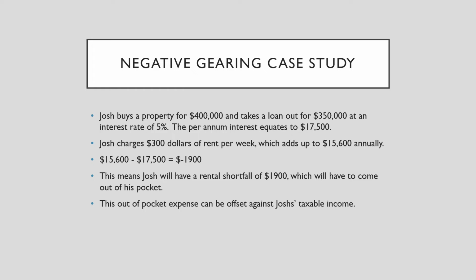Josh will have to pay this out of his own pocket, out of his own earnings. But it will get deducted at tax time. For this sake, we'll say Josh earns $100,000 per year. He'll only have to pay tax on $98,100 for the year.